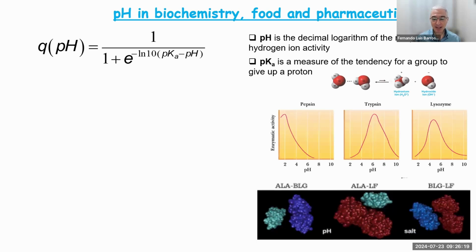So there are many examples where the biological function is a function of the pH. I'm just showing here classical examples from textbooks for 3 different enzymes, and you can see that their activity is a function of pH. So for different values, you have the maximum in different pH conditions.